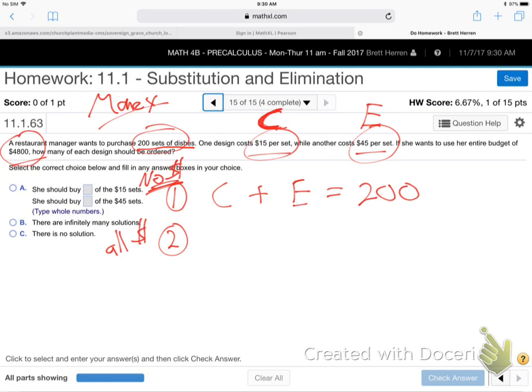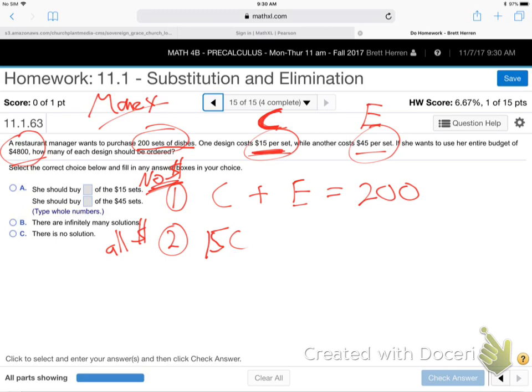And then the second one, you bring the money into all three. All three are going to have money now. So how much are all the cheap sets? If C is the number of cheap sets we purchase, what's going to be the total cost of all those cheap sets? Well, it's 15 times C, because each cheap set is 15. So say C is 20, then 15 times 20 would be the monetary cost of all the cheap sets. Is that making sense?